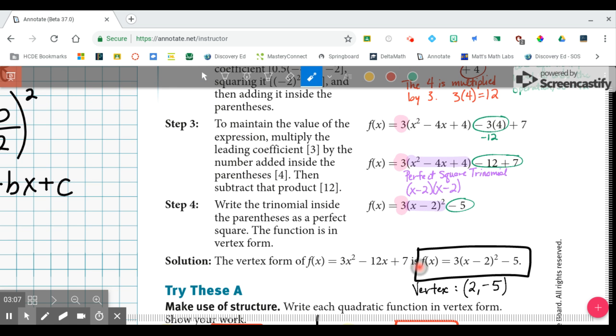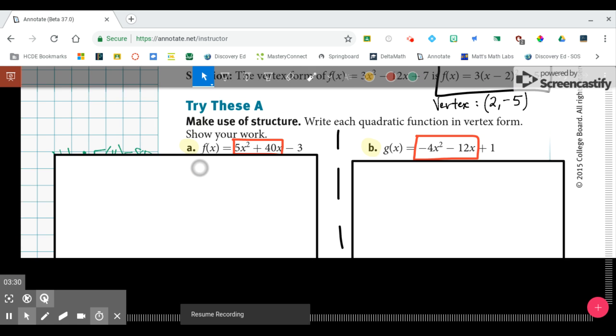This allows us to easily identify transformations, because the 3 means a vertical stretch by a factor of 3. The x minus 2 means we shift right 2. The minus 5 means down 5. And the vertex, that minimum or maximum, in this case a minimum, would be (2, negative 5). So let's look at a couple more examples.